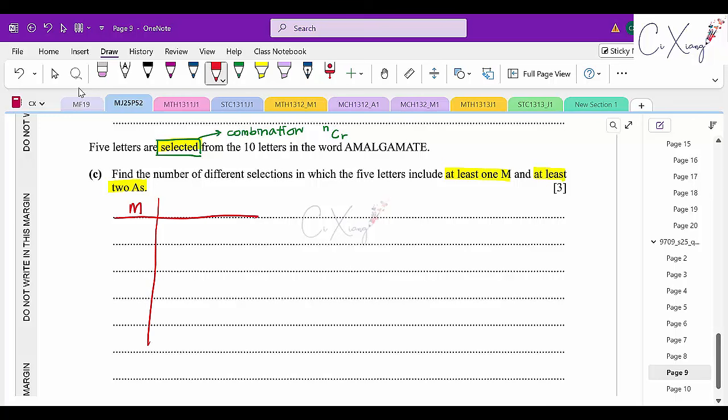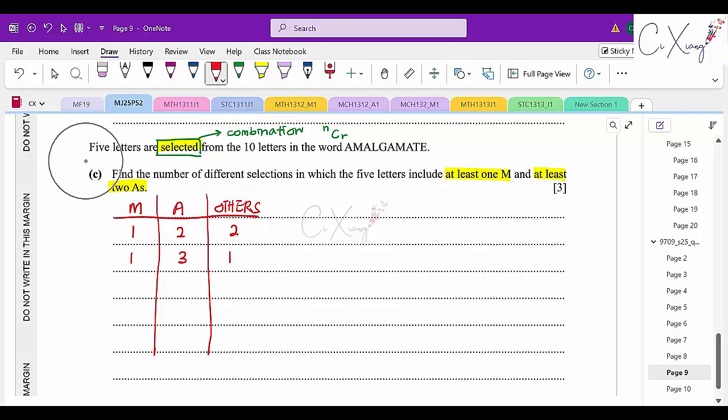First of all, I try to arrange them into different parts: the M, the A, and the other letters. If I want to select 5 letters, and they say at least 1 M and 2 A's, this is the minimum: minimum 1 M, minimum 2 A's. So for this case, we can have 2 others. You can also have 1 M, 3 A's, 1 other. Added together is 5: 1 plus 2 plus 2 is 5 letters. Or 1 M, 3 A's, and 1 other letter. 1 plus 3 plus 1 is also 5.